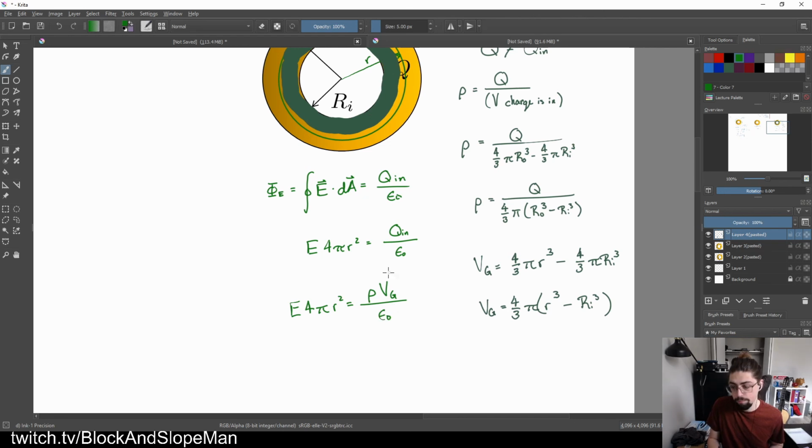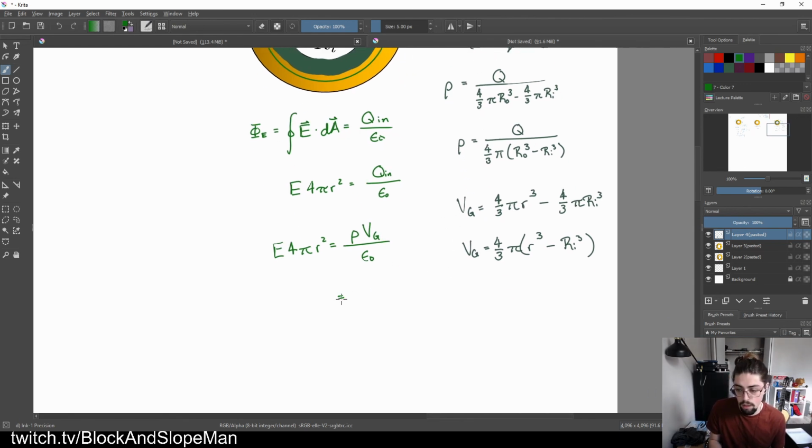divided by epsilon naught. Plug these things in together. So this is V of G times rho. The 4/3 pi are going to cancel out. That makes that side a little bit easier to handle. And I'm going to do all these things at once here. Let's divide over by this. So we've got that times, now this is my rho times Vg.